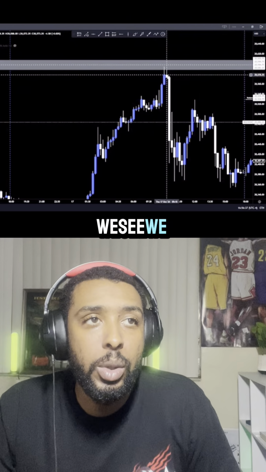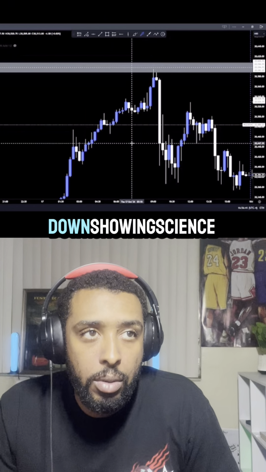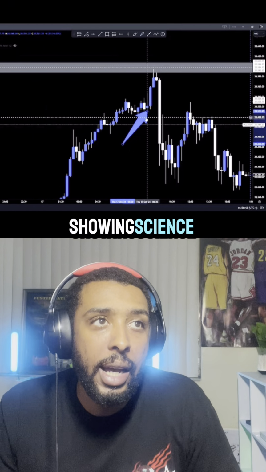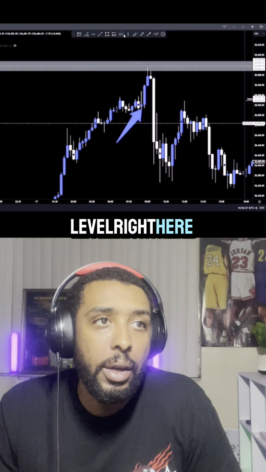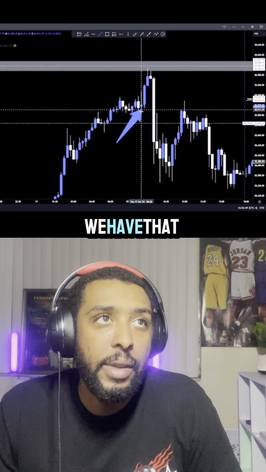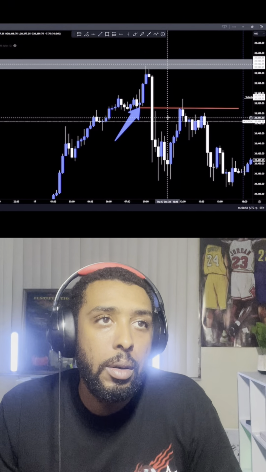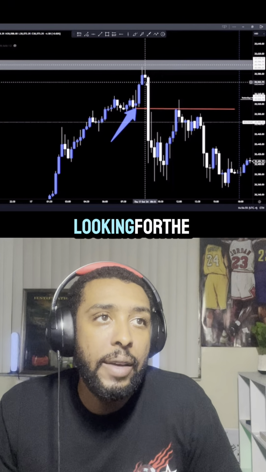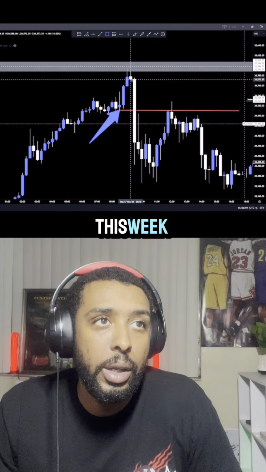So you see how we see 3 blue candles, and then we see this aggressive candle down, showing signs. So we're looking for a close below this level right here, and we have that, right? We have that right here. Let's draw it. Bam. Now we're looking for the fair value gap. Where is the fair value gap? The fair value gap is here. This wick to this wick.